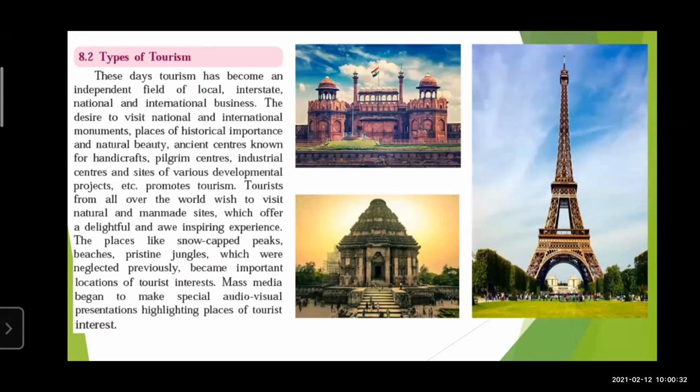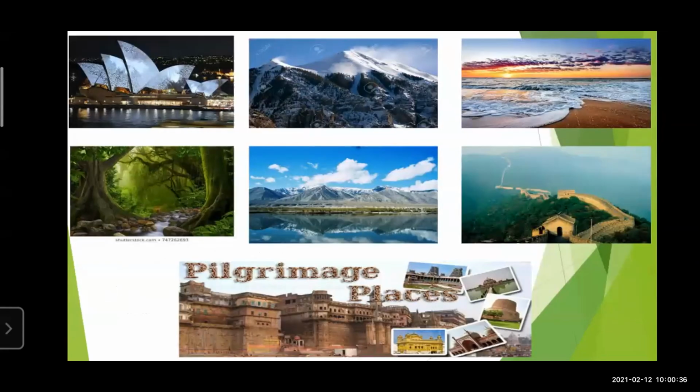Now, the places like snow-capped peaks, as you can see in the picture on top, snow-capped peaks means covered with snow at the top, and then beaches, and pristine jungles, like jungles which are in the same state as when they were first made and not changed, which were neglected previously, became important locations of tourist interest.